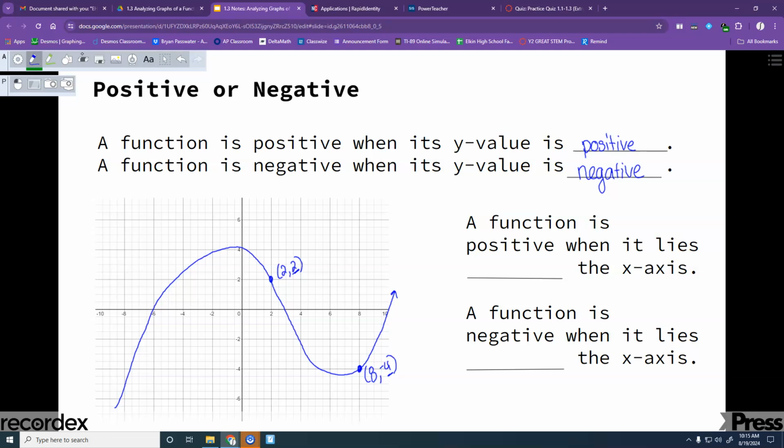So what we can do to tell for this is, obviously we don't want to look at every single point. We want to look at the dividing line between positive and negative, and that's the x-axis, right? So if we look at that x-axis right here, anything that is above the x-axis is going to have a positive y coordinate. Anything below the x-axis is going to have a negative y coordinate. So a function is positive when it lies above the x-axis, and a function is negative when it lies below the x-axis.